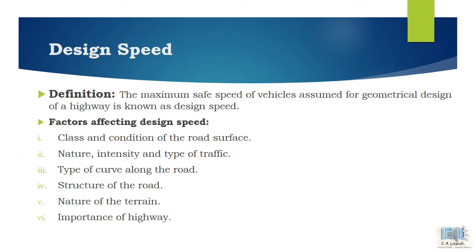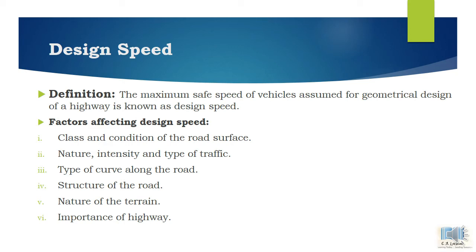Then the next point is design speed. So what is design speed? The maximum safe speed of vehicles assumed for geometrical design of a highway is known as design speed. It is the speed which can be assumed while designing the geometrical design of highways. Design speed depends upon the following factors. These are some factors which affect the design speed.